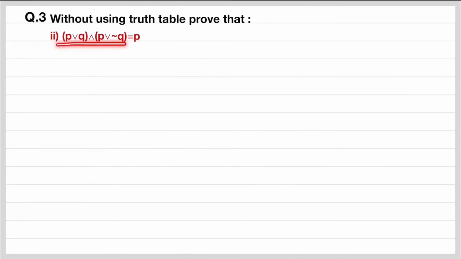Moving to the next example: P or Q and P or negation of Q is logically equivalent to P. Consider LHS, P or Q and P or negation of Q. If we observe carefully, the first statement of both brackets is the same. Also, the logical connective used in both brackets is the same. But the logical connective used between the two brackets is different. So take the common statement outside of the bracket.